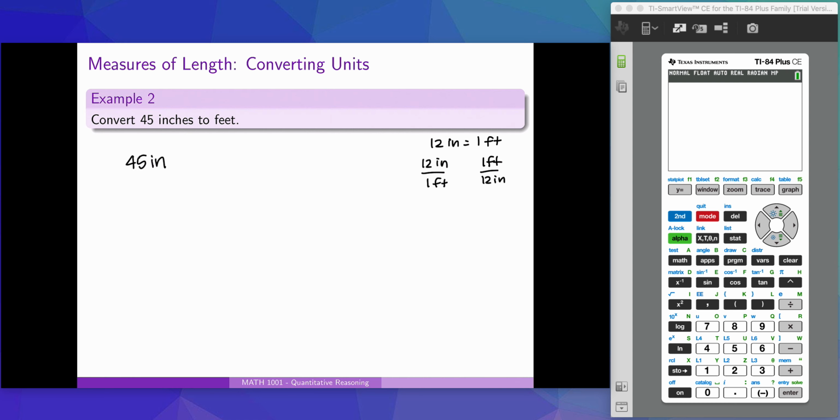Okay, so since I want to cancel out inches, I'm going to do 1 foot over 12 inches. I'm going to choose that conversion factor. That lets me cancel out inches here and inches there.